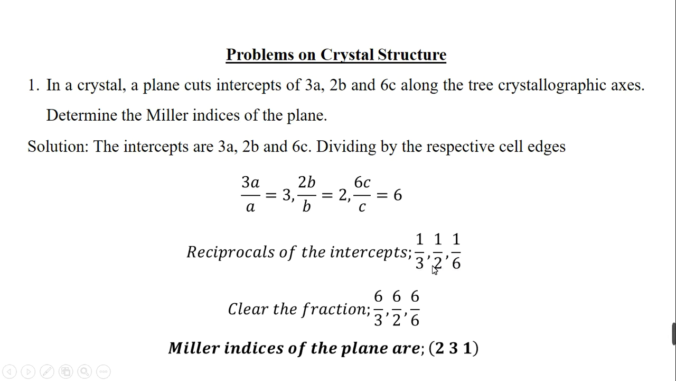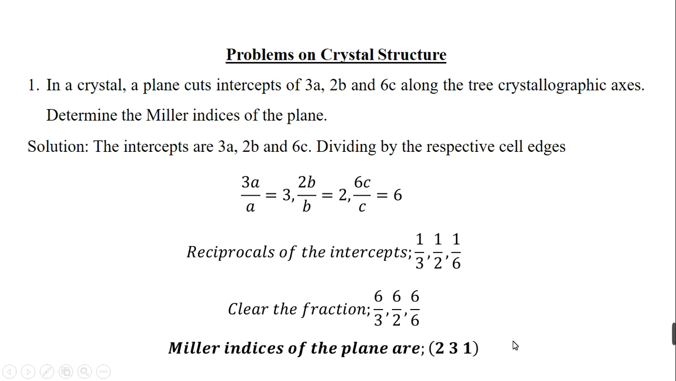Now we have to clear these fractions. There are 4 steps we have to follow in order to determine the Miller indices. First, identify the intercepts, then take the reciprocal, and then clear the fractions by taking the LCM of these numbers. The LCM of these numbers is 6 here, so multiply each of these ratios by 6: 6 by 3, 6 by 2, 6 by 6. So 6 by 3 is 2, 6 by 2 is 3, and 6 by 6 is 1. Therefore, the Miller indices of the plane are 2, 3, 1, which are nothing but h, k, l.